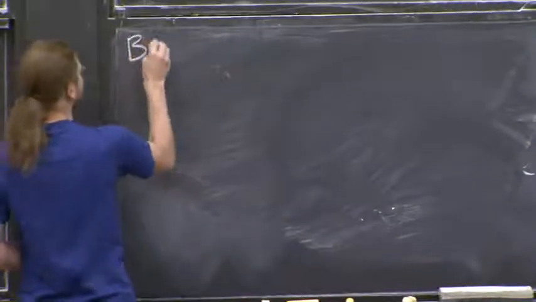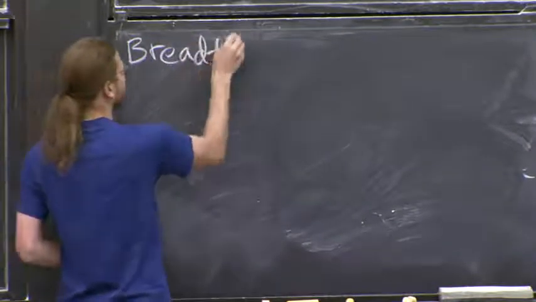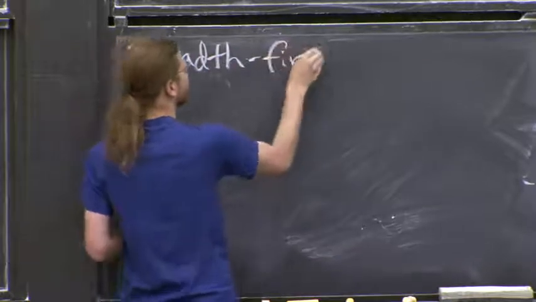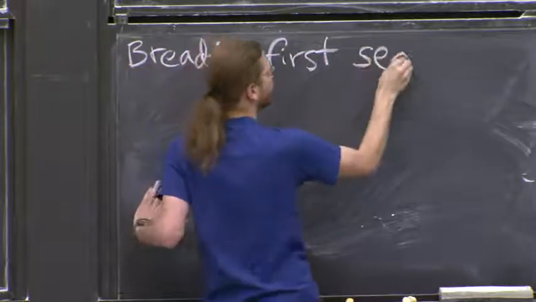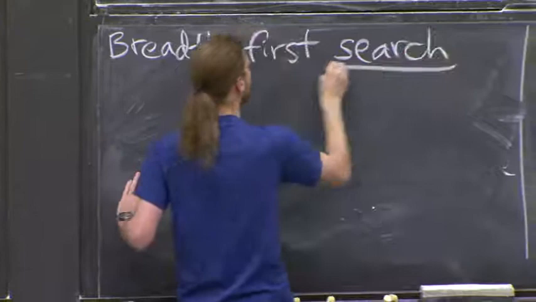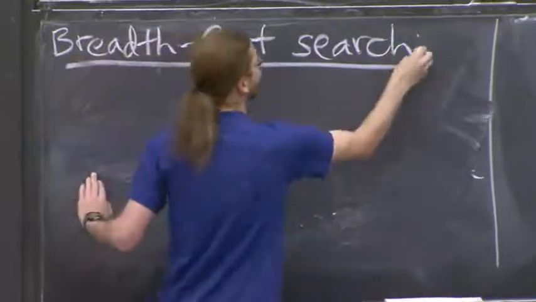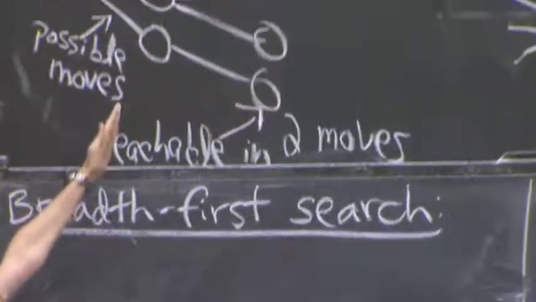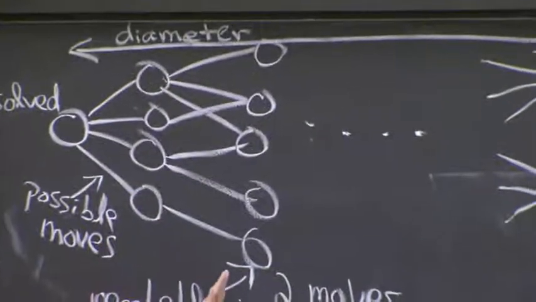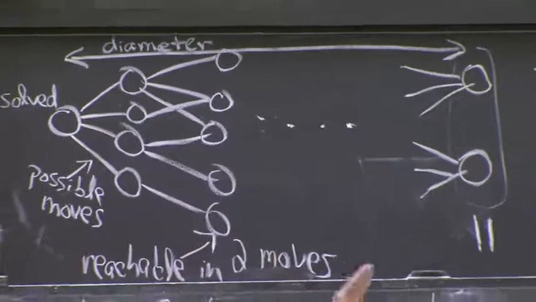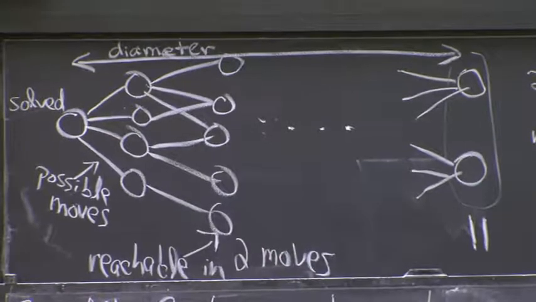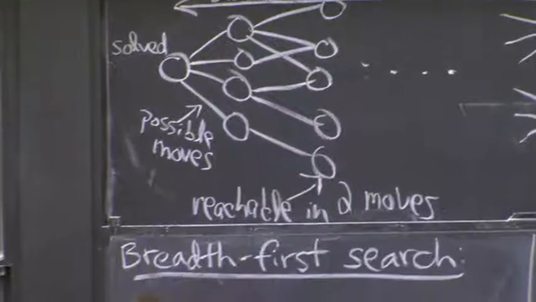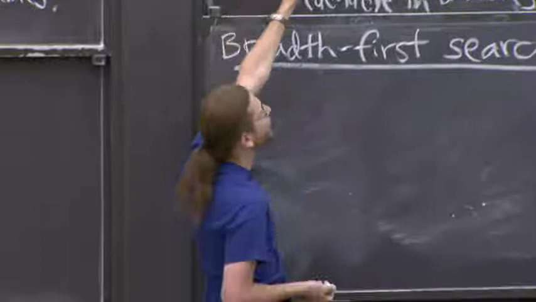So let's do an actual algorithm. Just breadth first search. So the simplest algorithm you can think of in graphs. I've already outlined it several times. You start at some node. You look at all the nodes you can get to from there. You look at all the nodes you can get to from there. Keep going until you're done. So this is going to explore all of the vertices that are reachable from a node.